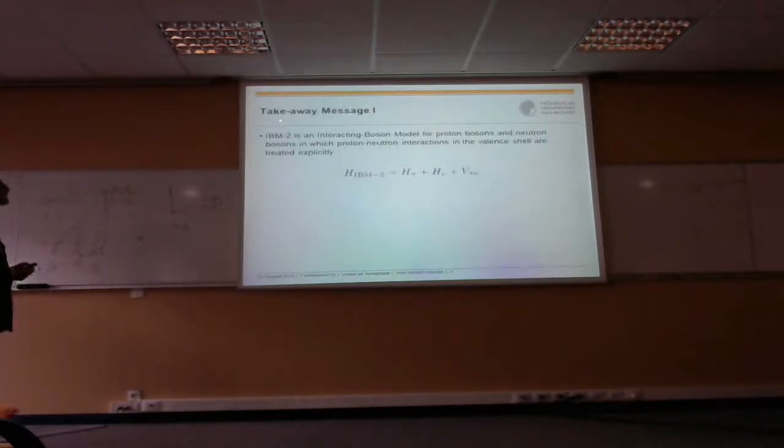So the first takeaway message is that the interacting boson model 2 is an interacting boson model for proton bosons and for neutron bosons, in which proton-neutron interactions in the valence shell are treated explicitly. So you can also write the Hamiltonian as a Hamiltonian which contains proton bosons only. That is of the type of interacting boson model 1, so only one type of bosons. Then you can neglect the index of whether it's proton or neutron.